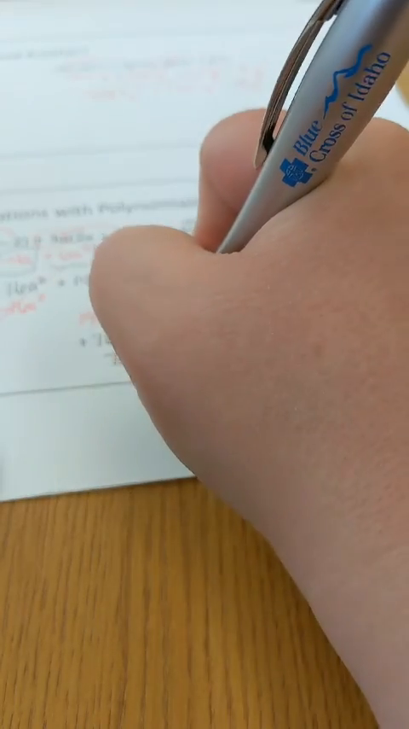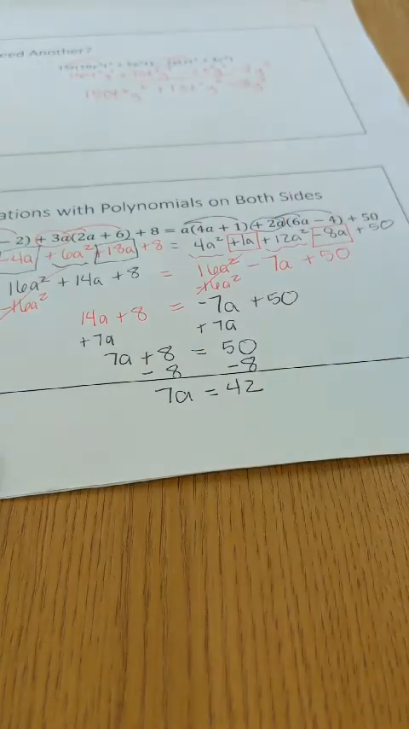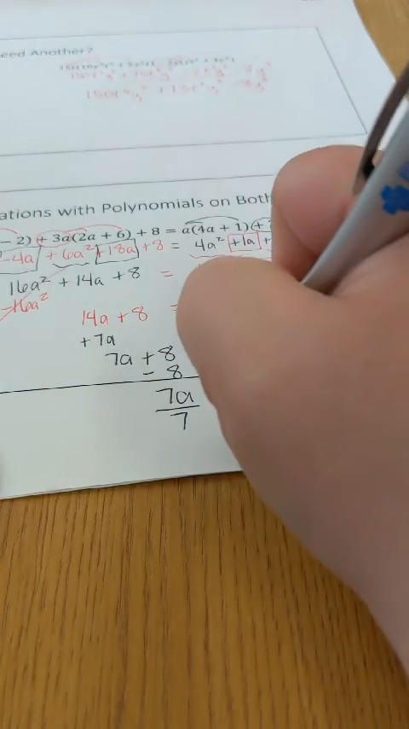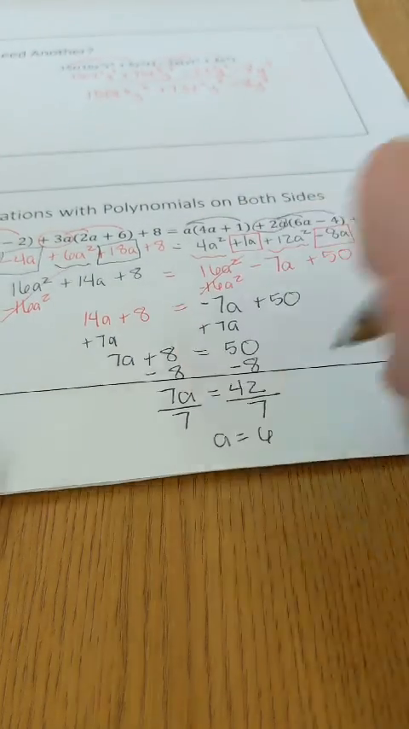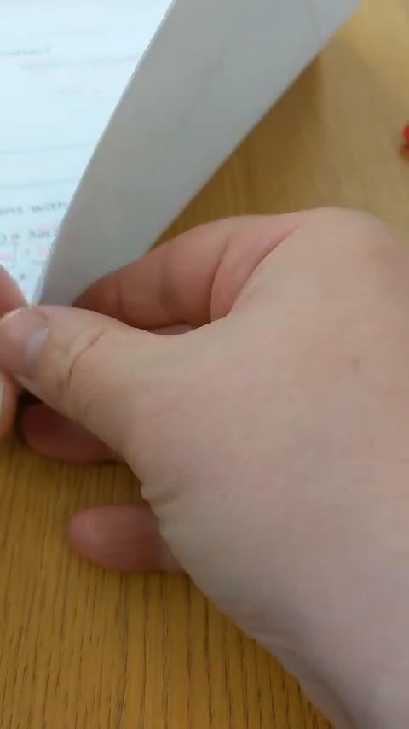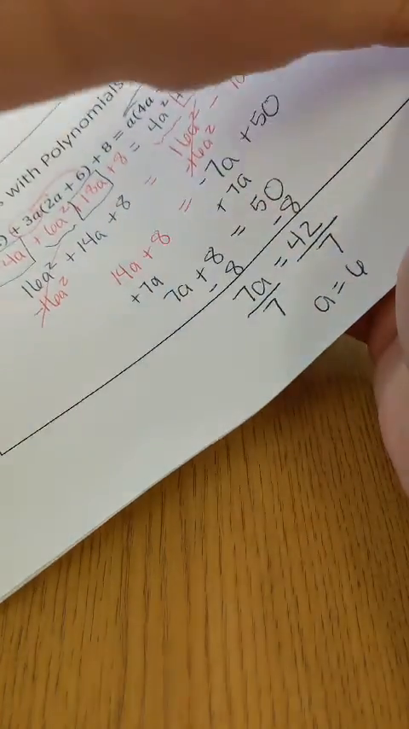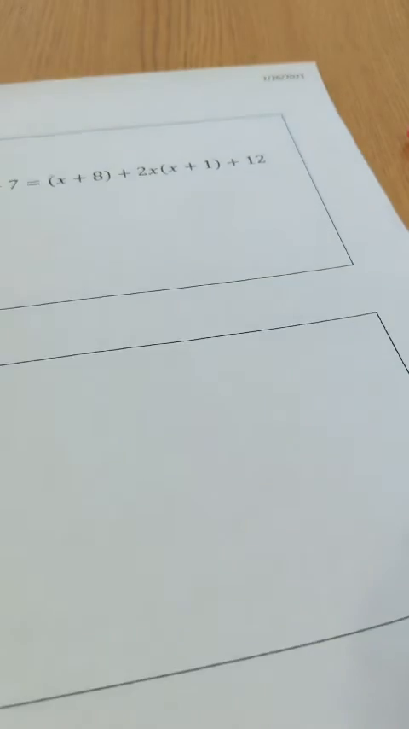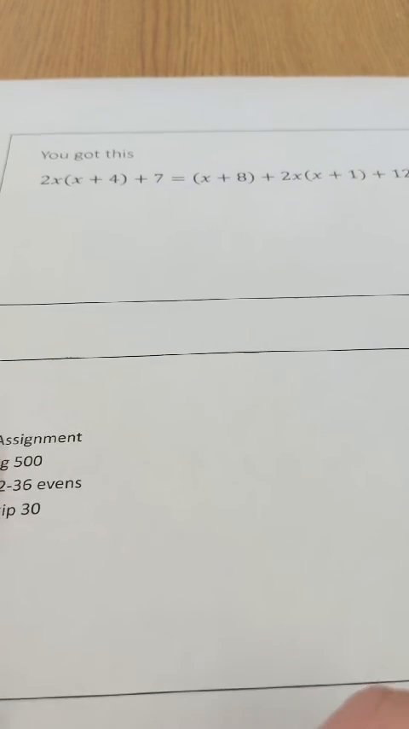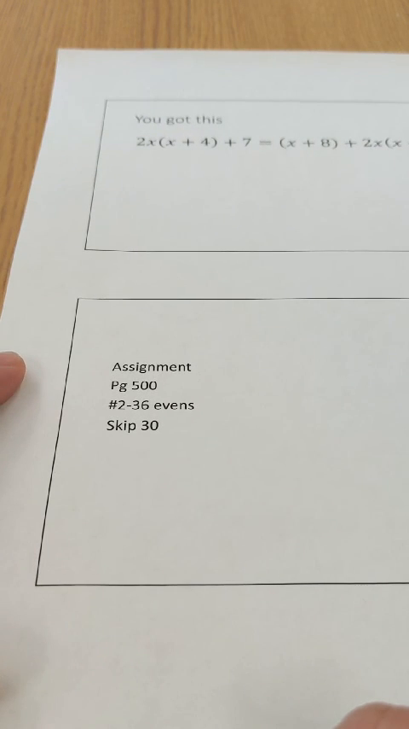So then subtract 8. So then 7a equals 42. Divide both sides by 7. A equals 6. And so go ahead and try this one. And then your assignment is that.